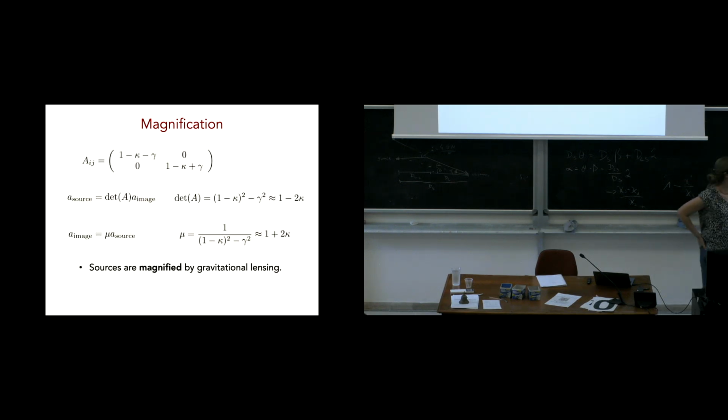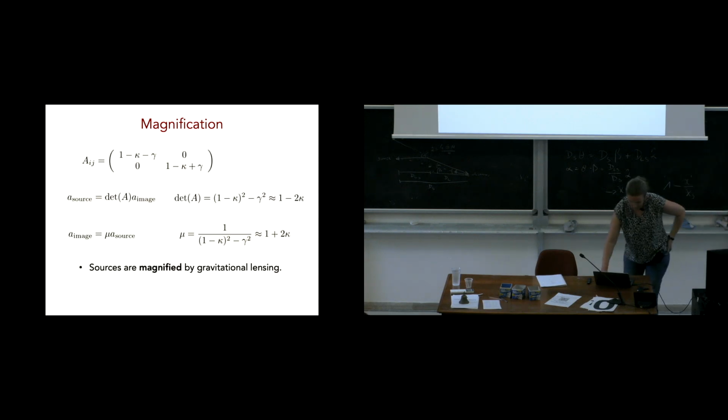And similarly, if we think about the area here, that gets, of course, also distorted, or rather magnified in this case. In particular, the determinant of our distortion tensor comes in, and we realize that the area of the image is a factor mu times the area of the source. So that is, besides shear, the other main effect.